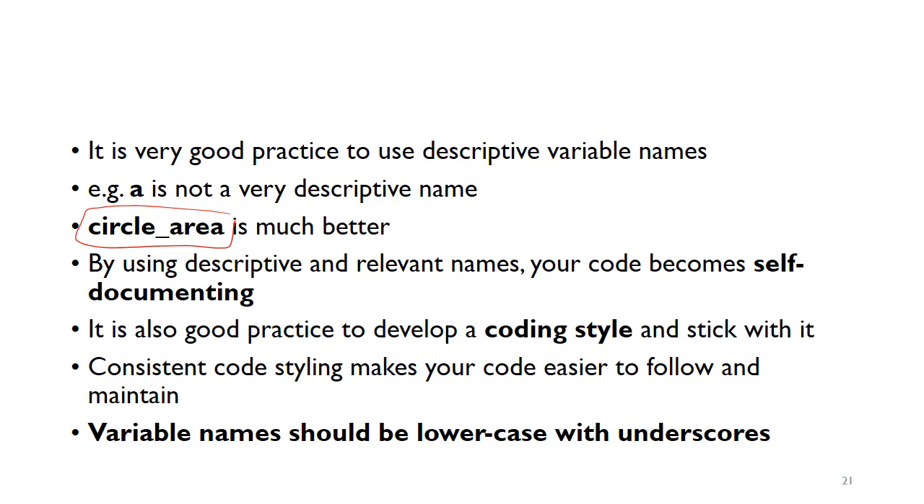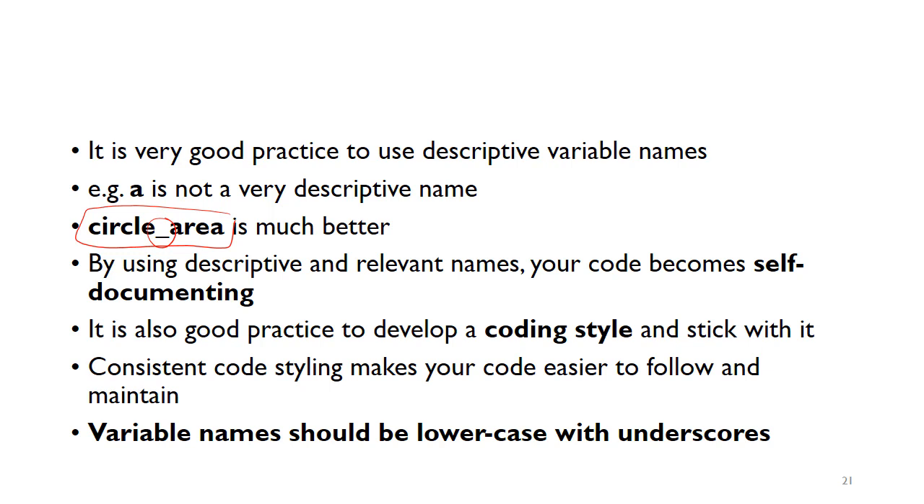By using descriptive and relevant names, your code becomes what we call self-documenting. We can put comments in our code to explain how it works, but you'll find that by using sensible variable names and function names, the code just becomes self-documenting, and you can almost just read what it's doing. It's also good practice to develop a coding style and stick with it. For example, here I've done circle_area, using underscores to join words. Your code will become easier to read and easier for other people to maintain.